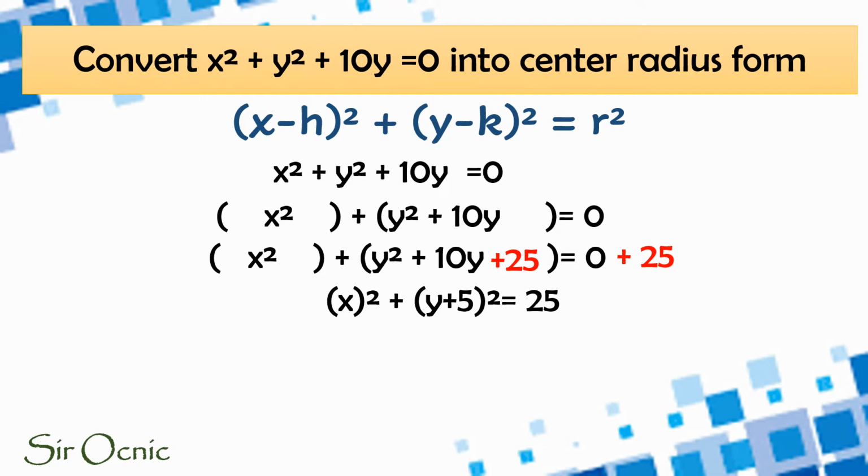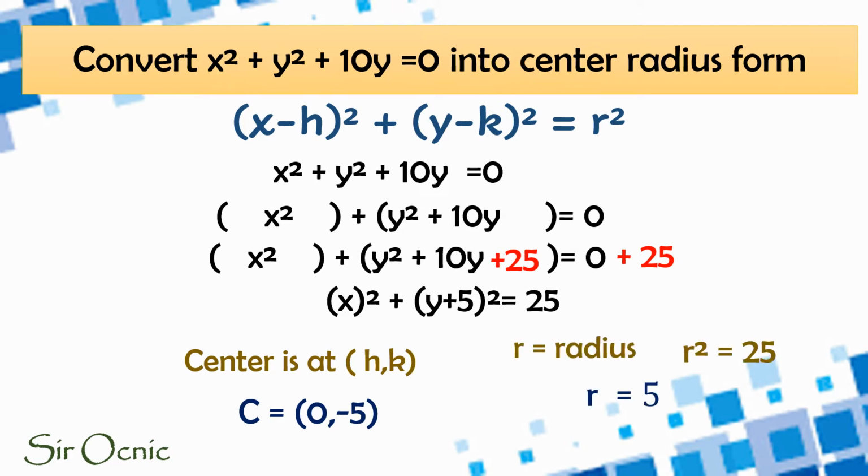Since we now have the equation in center radius form, we may now identify the center of the circle by identifying the values of h and k based on the equation. So the center of the circle is at (0, -5), while the length of the radius is equal to positive 5, since r² is equal to 25.